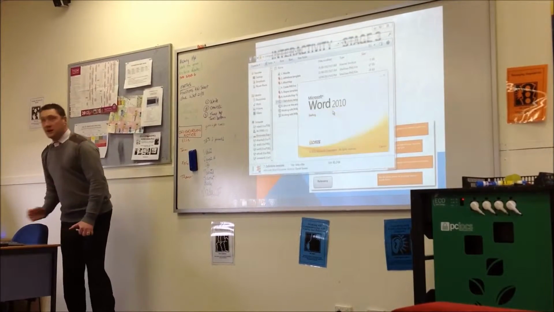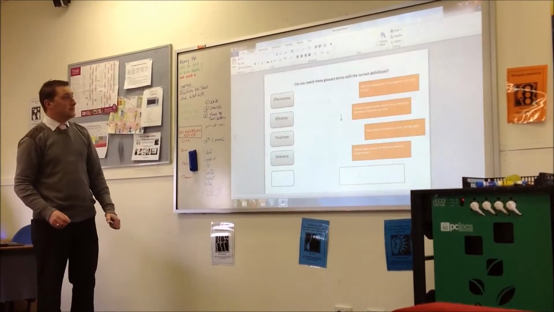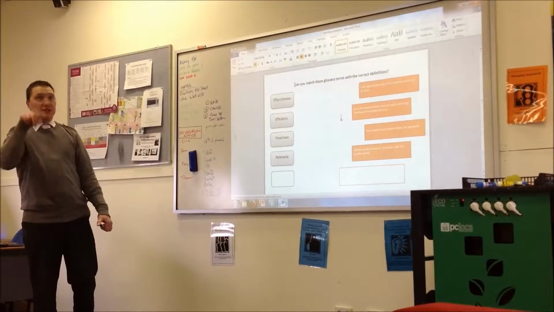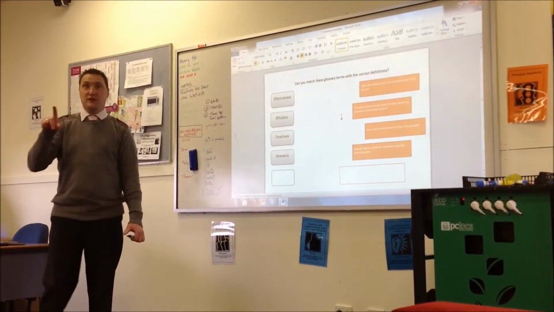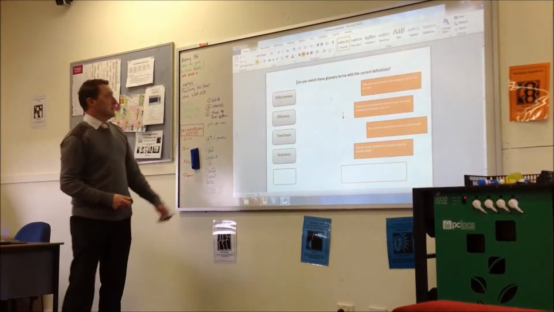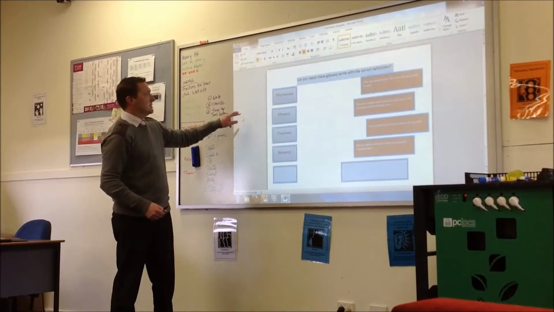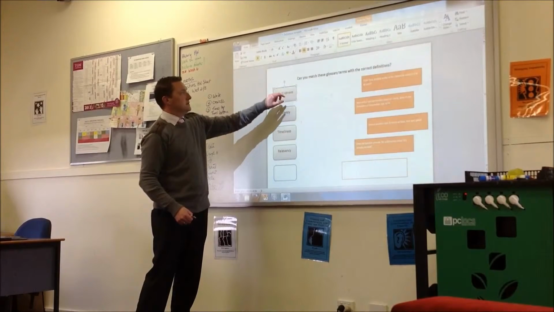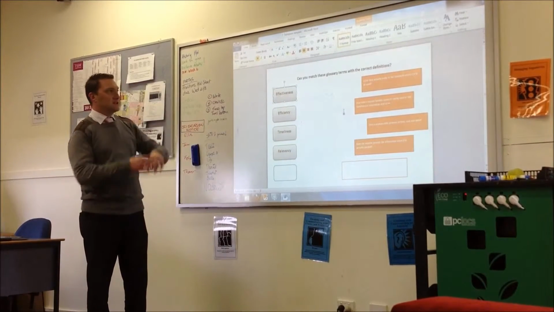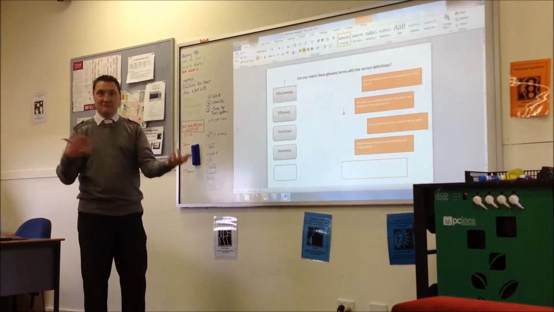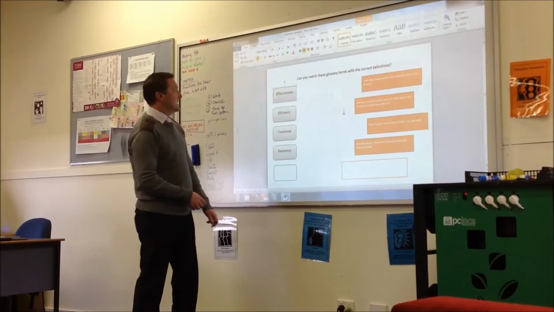Another one I threw together quickly. Right, so you don't just have to write, you can actually just move things around. So these are IT related words, so you get the kids to sort out what the definitions are and then to come to the board and actually match them up.